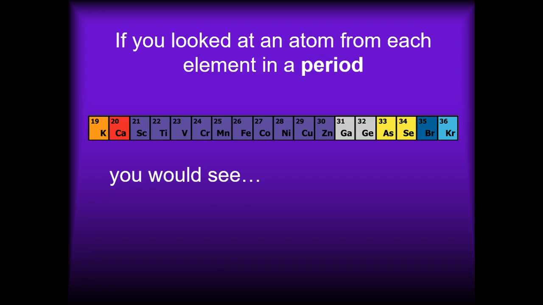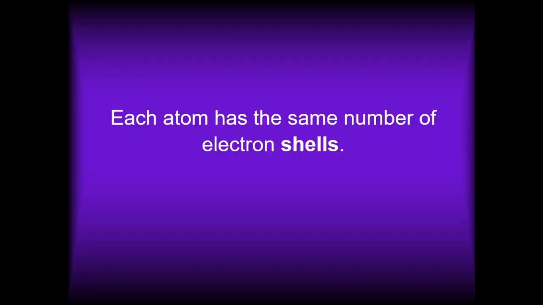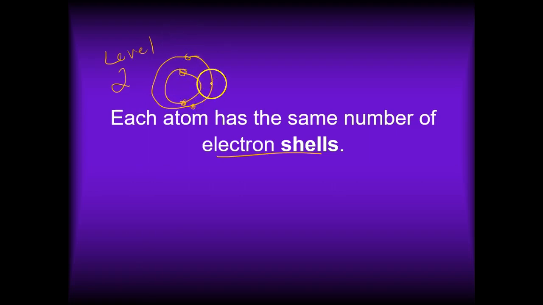If you look at an atom from each element in the period, what do you see? We kind of talked about this before also. Each atom has the same number of electron shells. If it's in energy level 2, then it'll have 2 shells: the first one with 2, and then the next one. That holds whether it's in group 2, group 3, group 4, and so on.